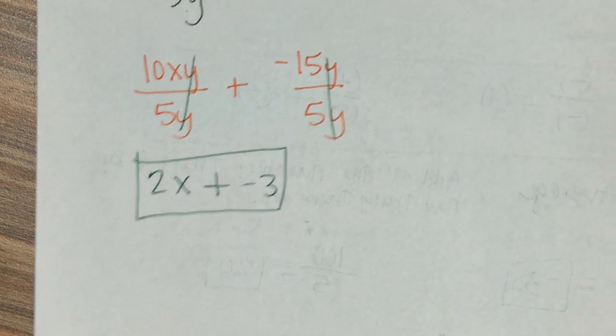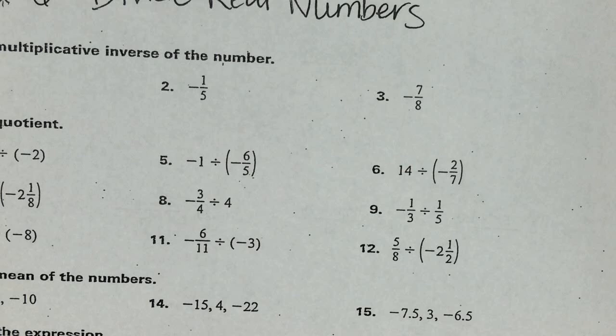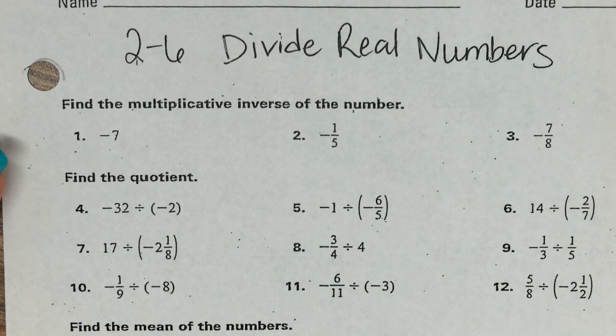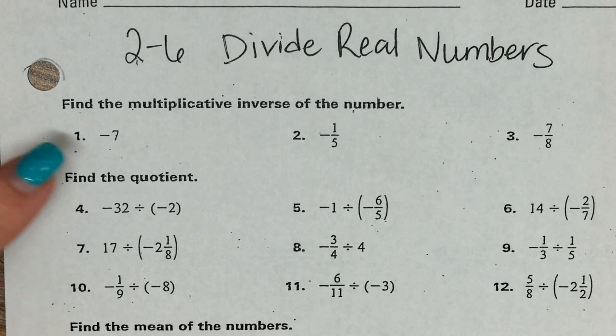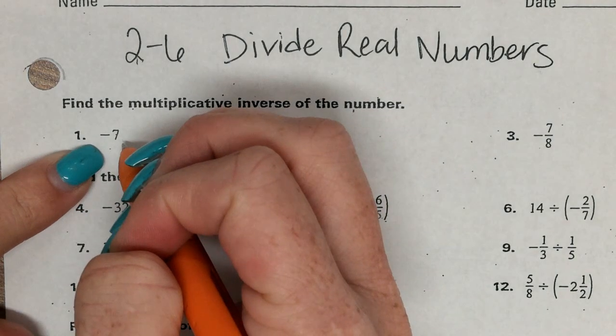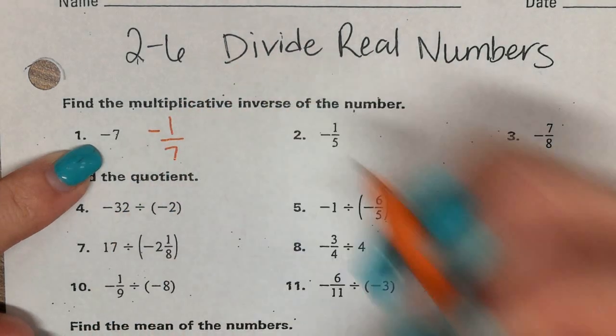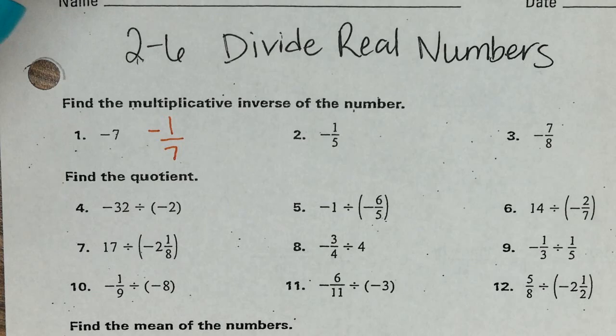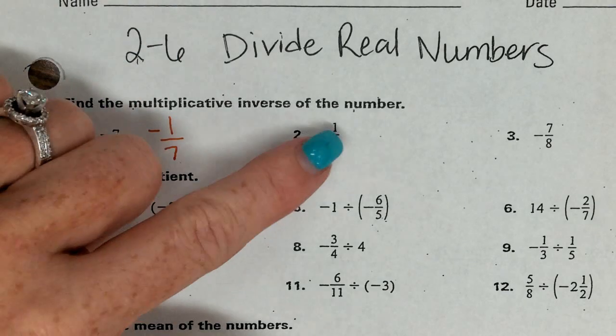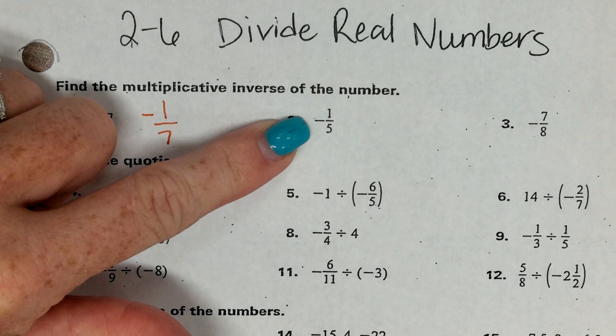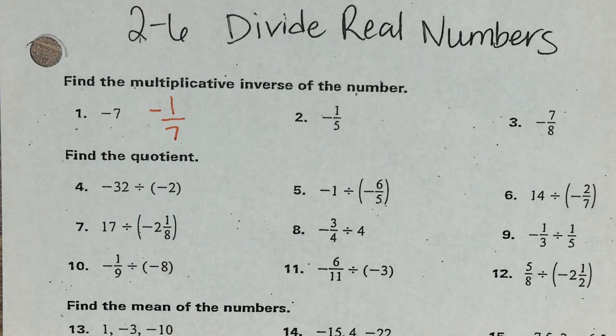Okay, I'll pass out your assignment and go over directions. Okay, look at number 1 through 3. It wants you to find the multiplicative inverse of each number. All that means is that the fraction flips over. So if this is negative 7, I would flip it, and it would be negative 1 over 7. Do y'all see how that works? So this one would flip and become what? Negative 5 over 1, which is just negative 5, okay? So that's how you do this part.